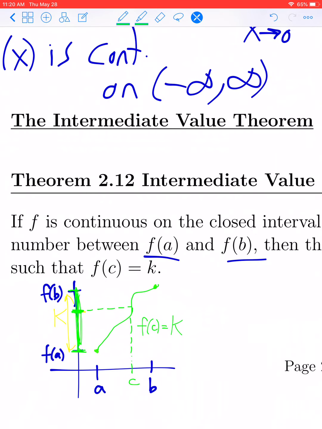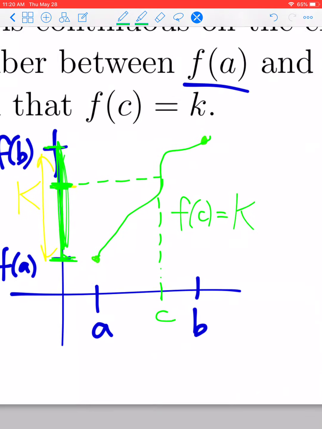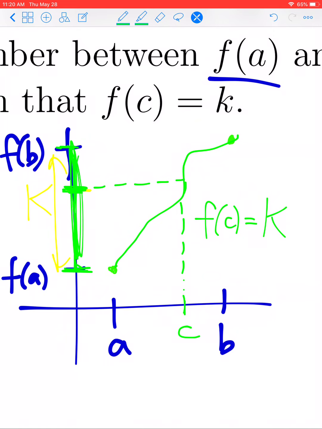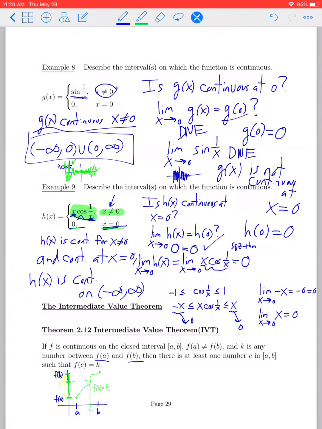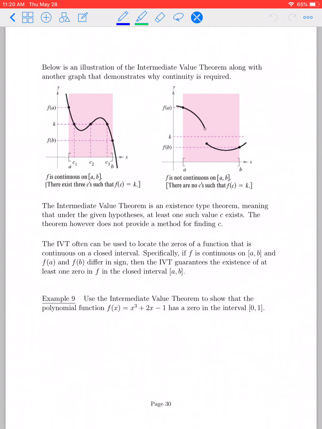So the IVT guarantees the existence of this value c, or at least one value c. It doesn't tell us how many there are, nor does it necessarily tell us how to find them, though. So this is, in mathematics, what we call an existence-type theorem. One of the biggest uses of the intermediate value theorem is to find zeros of functions on closed intervals.